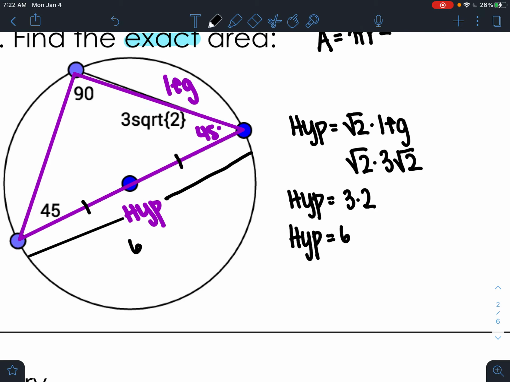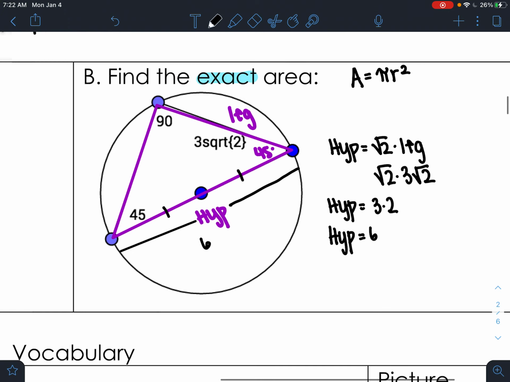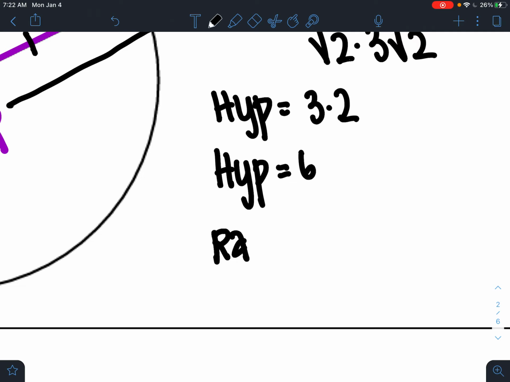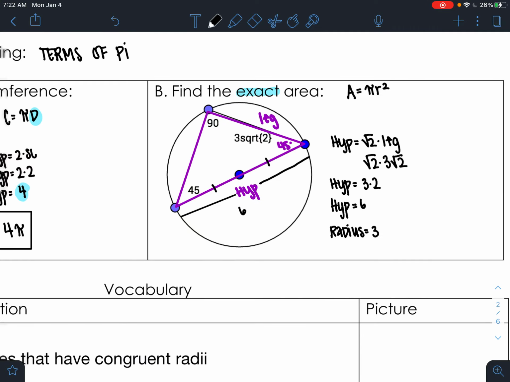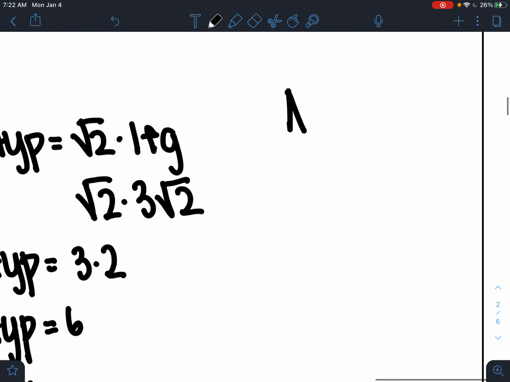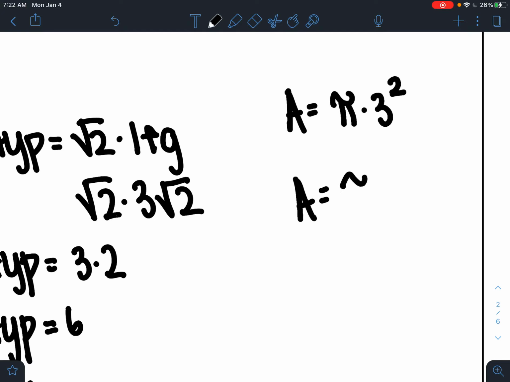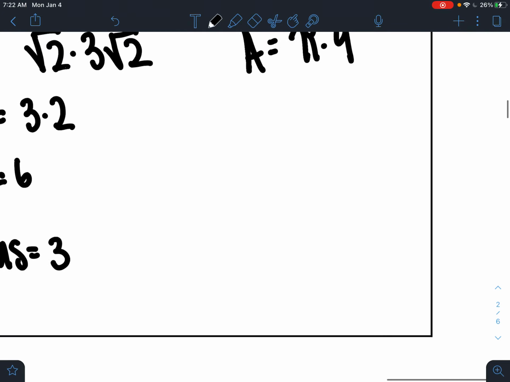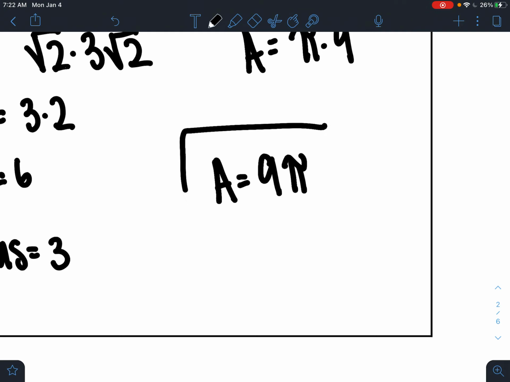What I need to find in my formula is my radius. So that means that my radius is equal to 3. Taking that 3 and plugging it in, I'm going to have A is equal to pi times 3 squared. I'm going to square the 3 first, so I'm going to have A is equal to pi times 9. And again, we're keeping it in terms of pi because it's the exact area. So my area is equal to 9 pi.